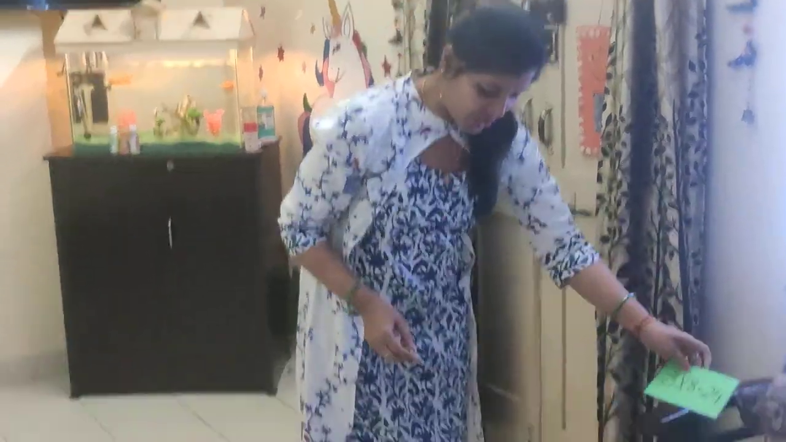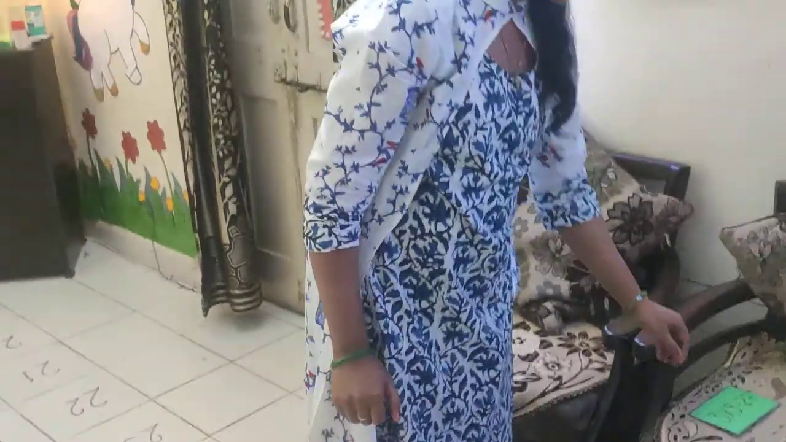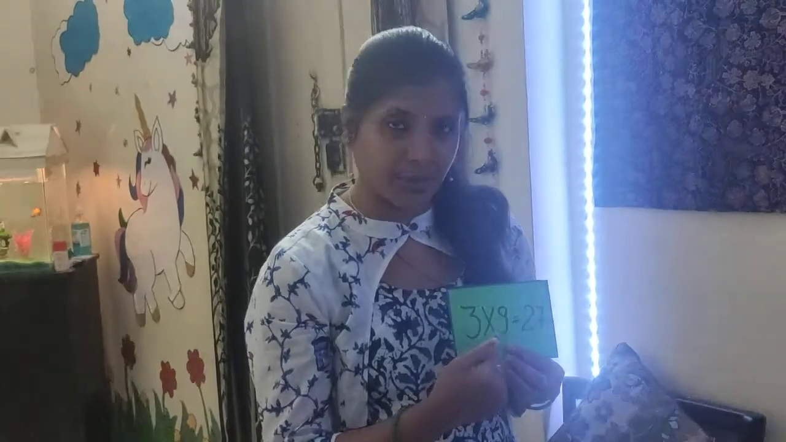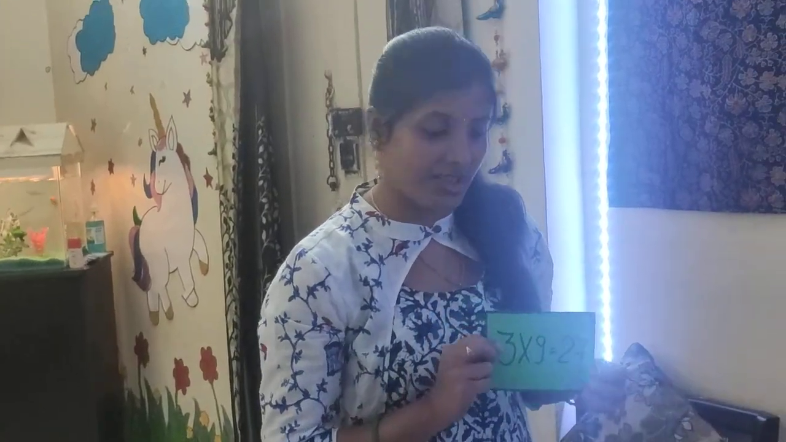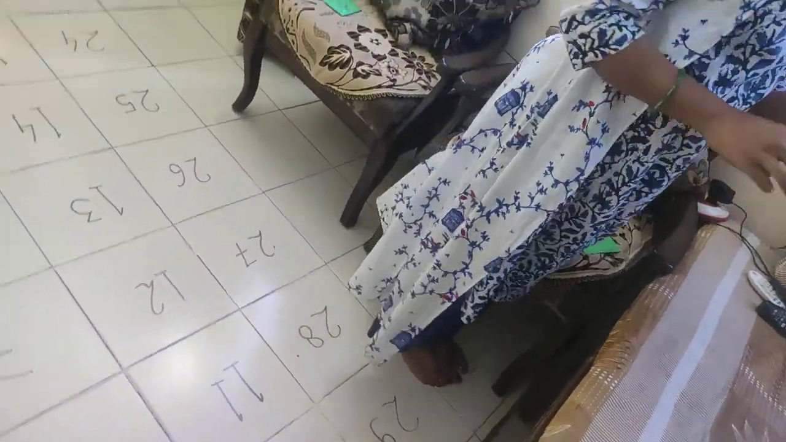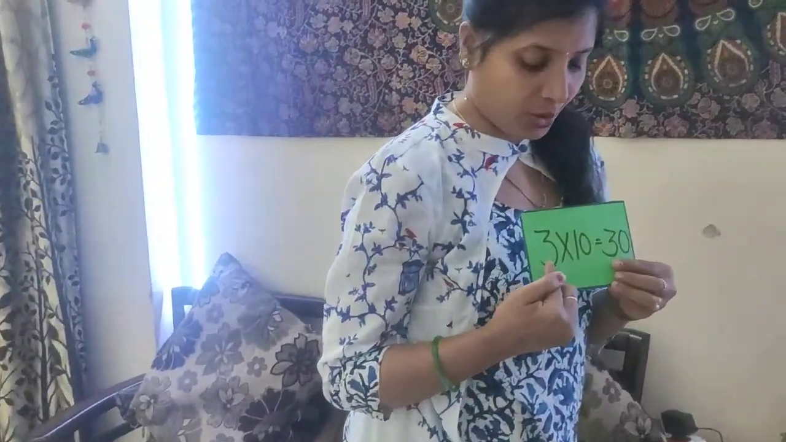Now I am going to jump 3 steps again. Here I am at 27. Now I have jumped 3 steps 9 times, so it can be written as 3 into 9 equal to 27. Now again 3 steps. Now I am at 30. 3 steps 10 times, so 3 into 10 equal to 30.